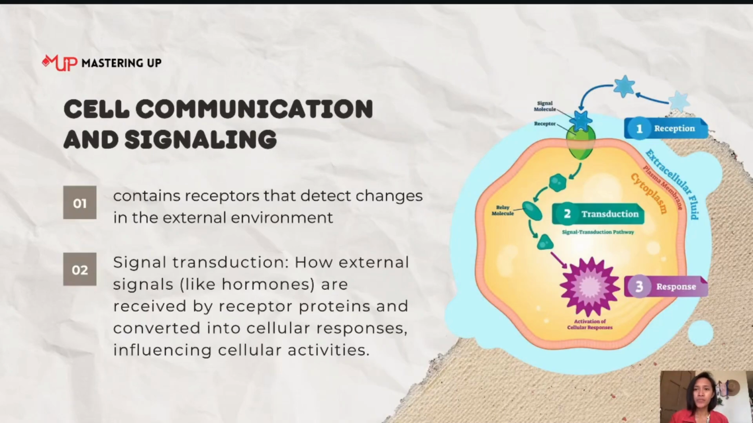Another major role of plasma membrane is in cell signaling. The membrane contains receptors, which are proteins that can detect signals from outside the cell, like hormones, growth factors, or other chemical signals. When the signals bind to the receptor proteins, they trigger a series of changes inside the cell, influencing how the cell behaves. This is known as signal transduction.